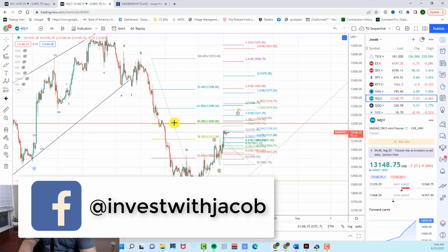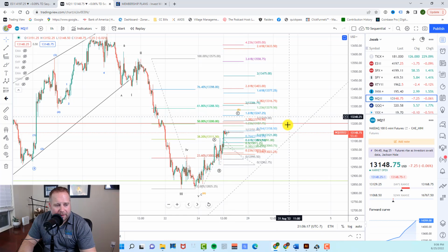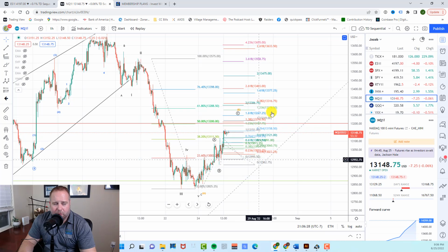Over on the Nasdaq, same type of setup. We're looking for that B wave up towards 13,219 to 13,306. And from there, if they can reject, we would look for a strong sell-off in C, or a sell-off to hold support and push up towards that 14,000 region in wave 5.